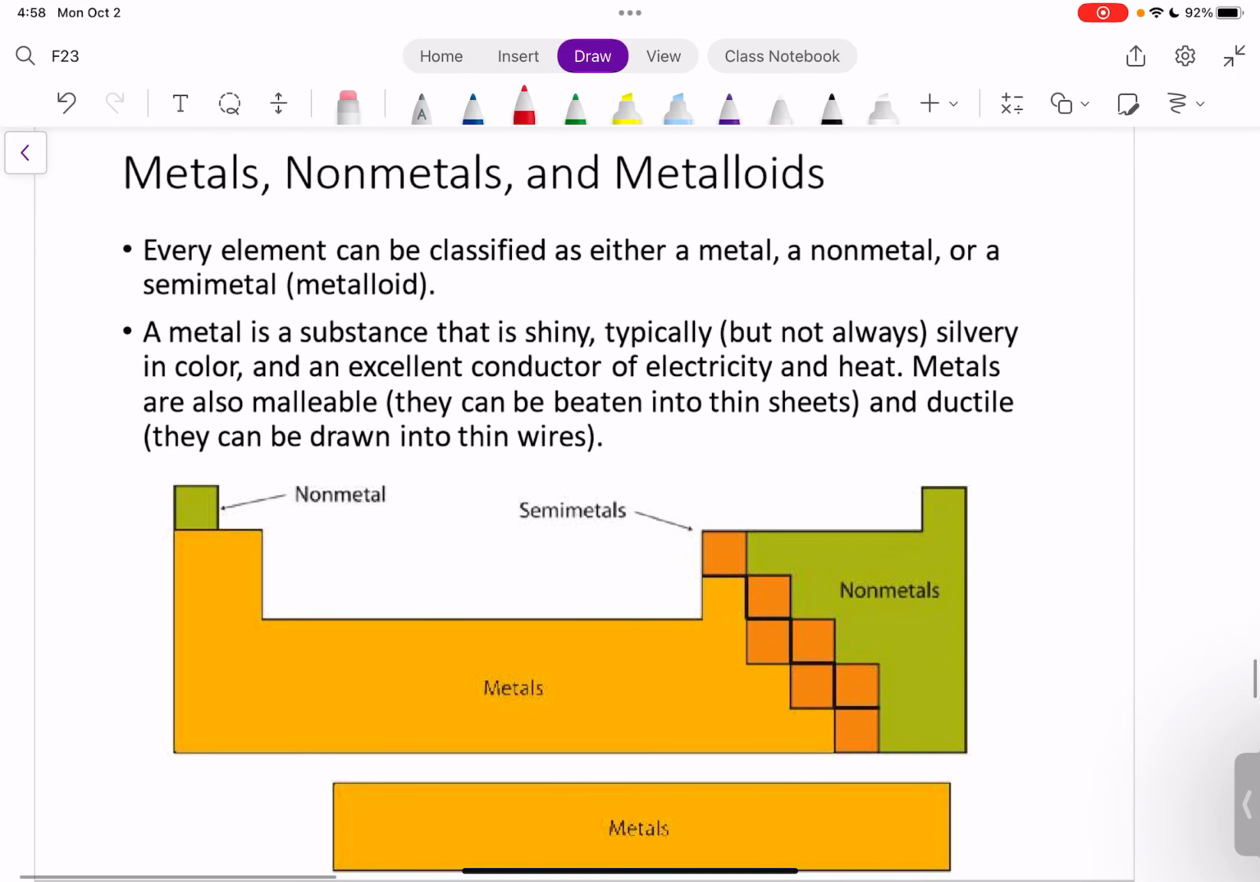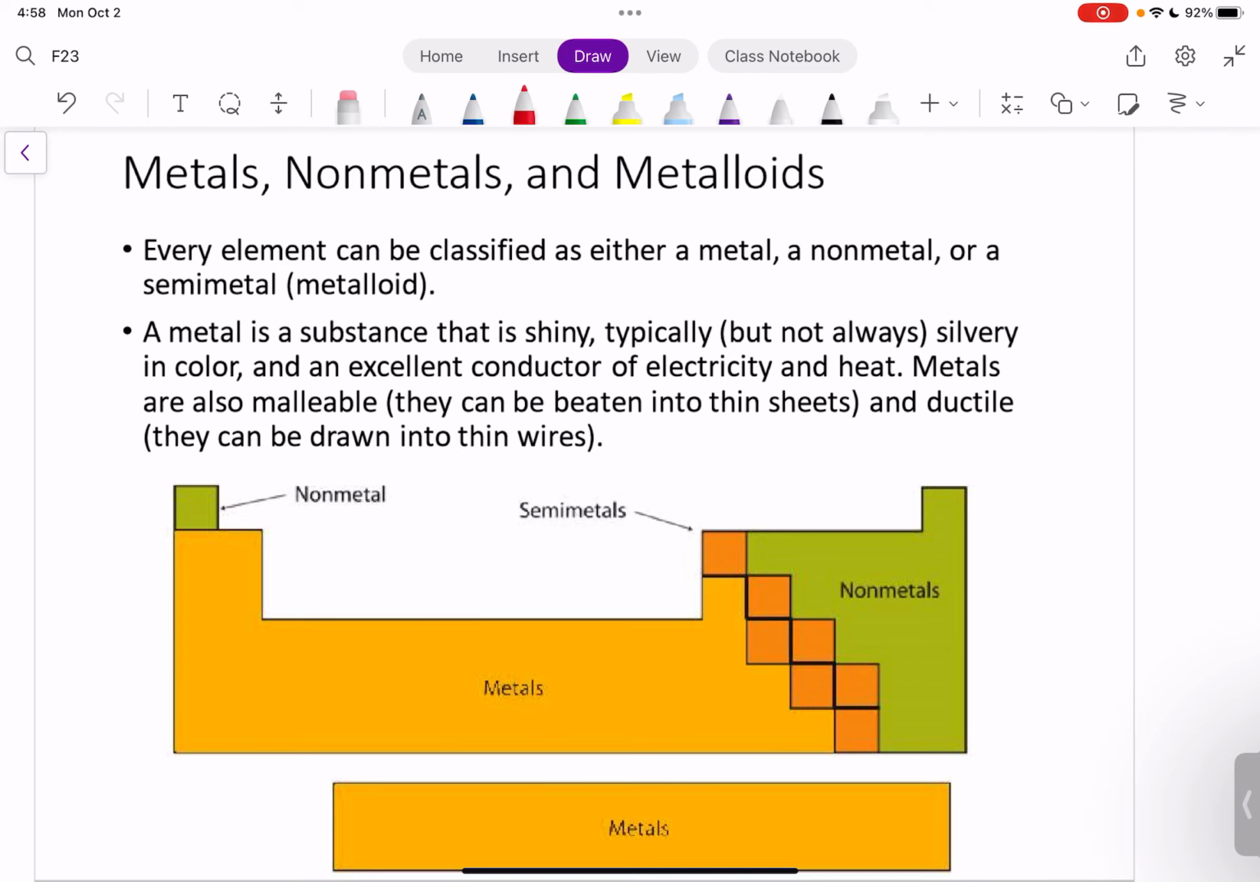One of the ways that it's organized is it separates metals, nonmetals, and something called metalloids. So every element can be classified either as a metal, a nonmetal, or a semi-metal or metalloid. Semi-metals or metalloids are just substances that are kind of metal-y, kind of non-metal-y. They're kind of right in the middle, so they're semi-metals.